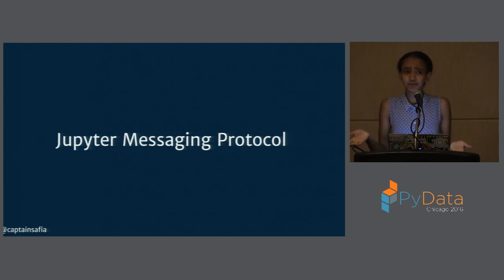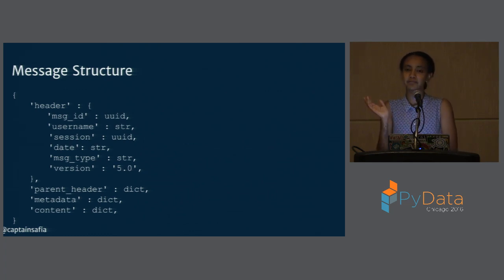And the Jupyter messaging protocol, like any messaging protocol, basically defines the specification for how messages are going to look when they are sent from the front end to the kernel through those ports, and when they're sent from the kernel to the front end through those same ports. So it's just a spec. And it looks something like this. This is the message structure of a traditional Jupyter messaging protocol message.